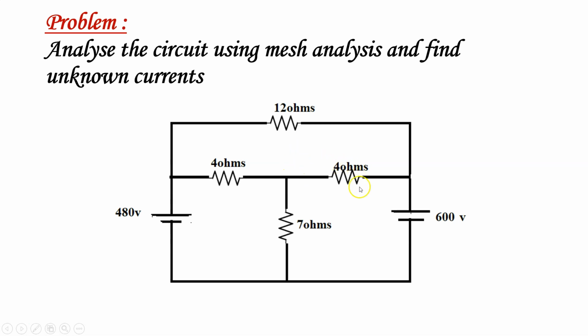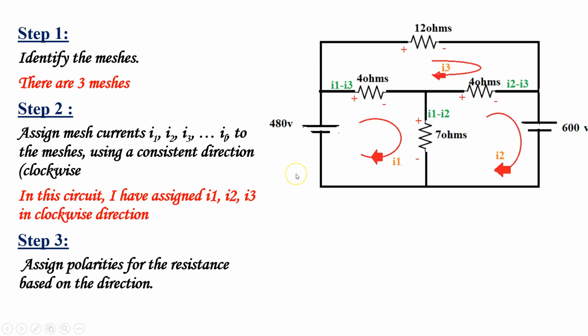You have to identify the number of meshes. Now how many meshes are there? This is one mesh, this is second mesh, and this will be third mesh. So I will start assigning mesh current with the consistent direction. That will be your step 2. So step 2 is what? I will assign I1, I2, I3 with the consistent direction, that is clockwise direction.